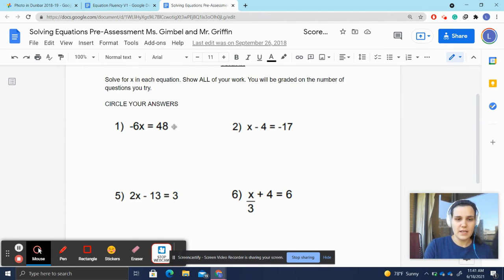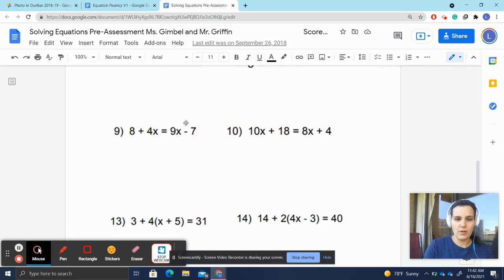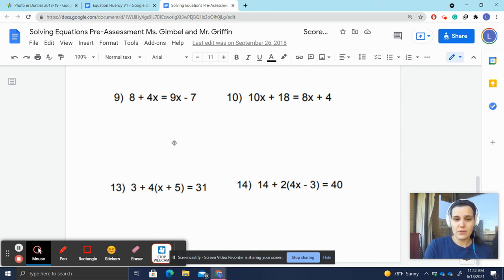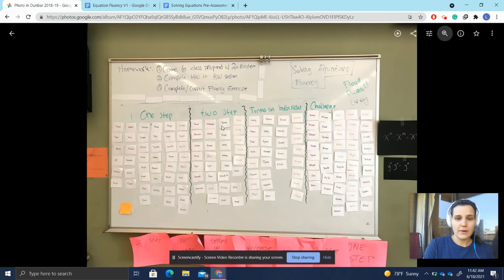As you can see on this pre-assessment, the questions go from pretty basic, one-step problems to two-step problems, to problems with variables on both sides, to using the distributive property. I give my students all of this pre-assessment, I tell them to do their best, and then I collect it. Once I've had the pre-assessment, I write all of my students' names on a note card. I then put the students at whatever level problem that they are able to do.